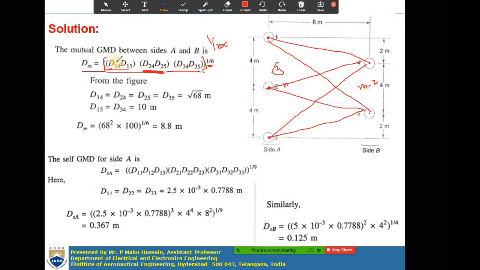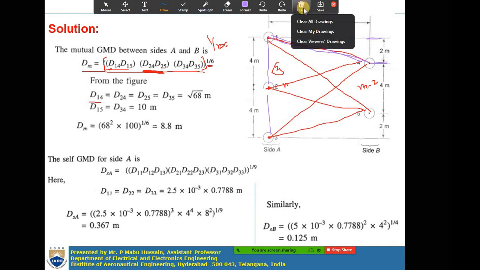So, now you have to determine the distances D14, D15, D24, D25, D34, D35. These distances you have to calculate from the given circuit. D14, what is the distance from 1 to 4? This distance you have to calculate. In this diagram, these two distances are given as 4 meters, these two distances are also 4 meters, and from the center to here the distance is given as 2 meters.